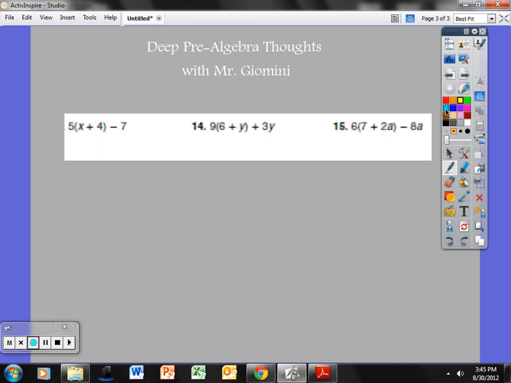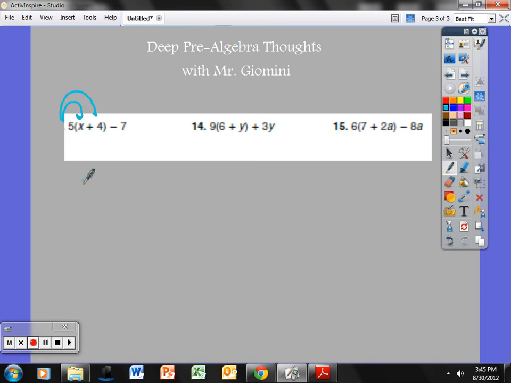Alright, last thing here. I love these. I love the distributive property. I don't know why, I guess I'm a nerd. Okay, this says 5 times x plus 4 minus 7. I am looking for something common. I cannot combine anything inside these parentheses. I can't say x plus 4 is 4x. So I must use the distributive property and multiply that 5 by everything inside the parentheses.